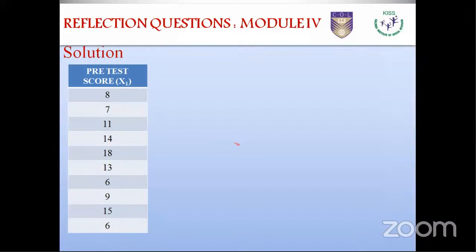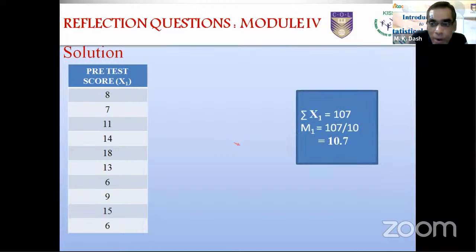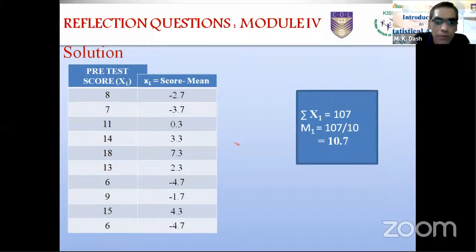Okay, fine. Now I am looking into it. What is the pre-test score? From the pre-test score you can find out the mean, because the mean is not given in the question. So we have to find out the mean. The sum of x1 is 107. If you add all these, you will get 107. So the mean is 10.7. Is it okay? Coming to the next one: the deviation of each score from the mean, small x1. This is the table. This is the deviation. I hope this is clear. It means score minus mean for each individual. We have found this out.